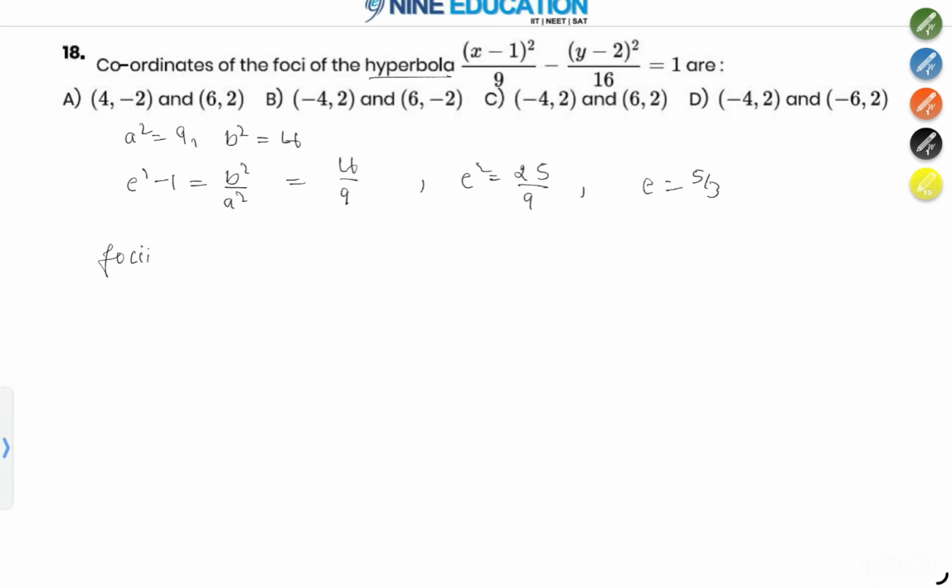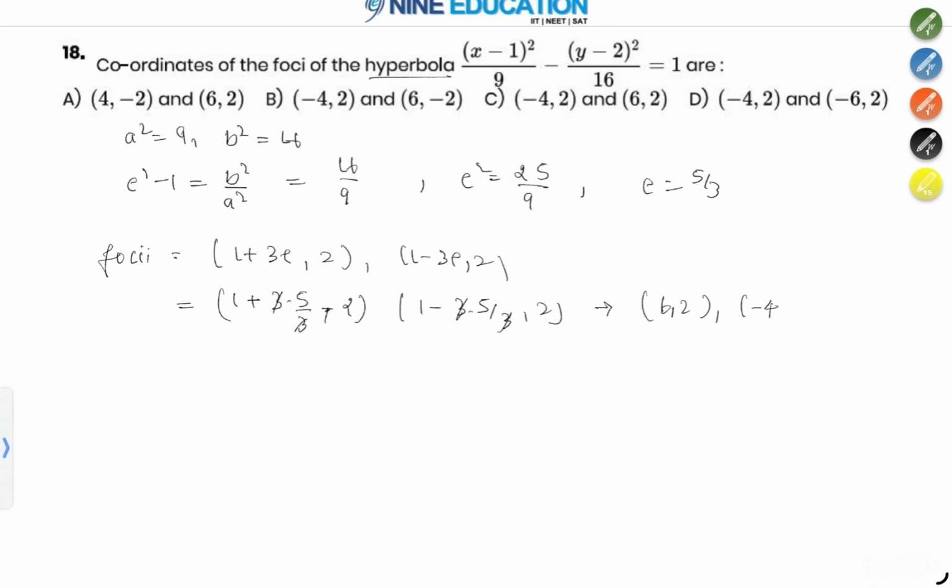So the foci are going to be (1 plus 3e, 2) and (1 minus 3e, 2), which is 1 plus 3 into 5 by 3 comma 2 and 1 minus 3 into 5 by 3 comma 2. You get these things cancelled out. So we will get the answer as (6, 2) and (minus 4, 2). So C must be the correct answer regarding question number 18.